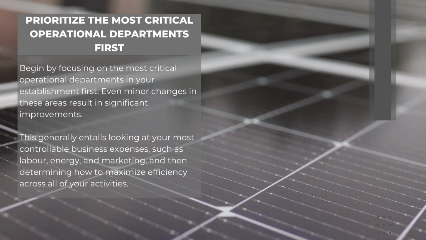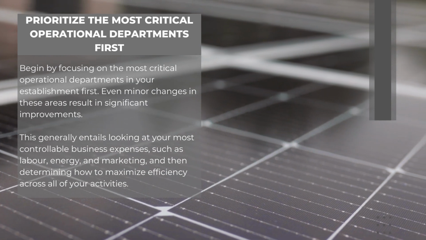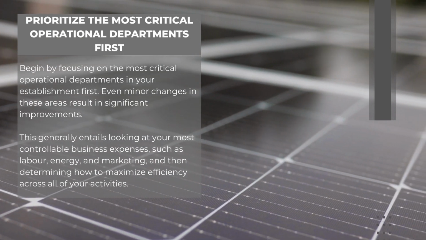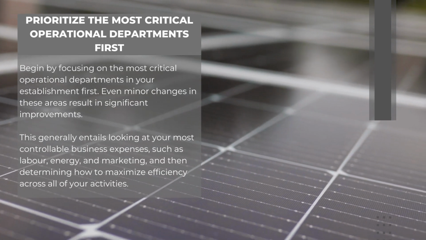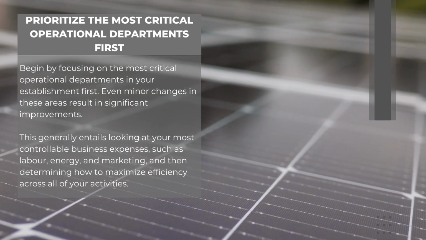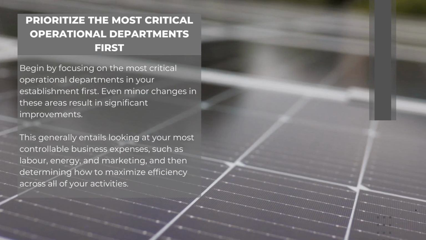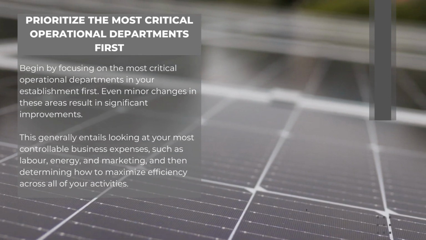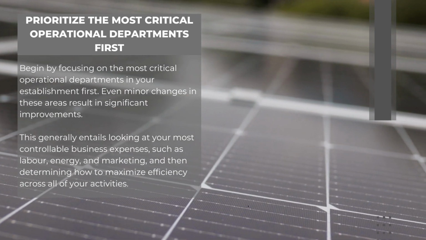Begin by focusing on the most critical operational departments in your establishment first. Even minor changes in these areas result in significant improvements. This generally entails looking at your most controllable business expenses, such as labor, energy, and marketing, and then determining how to maximize efficiency across all of your activities.